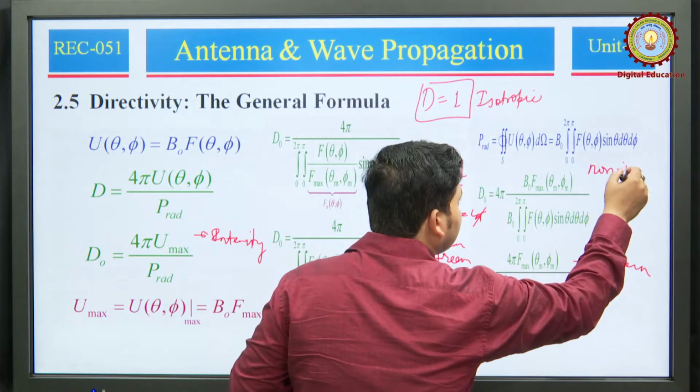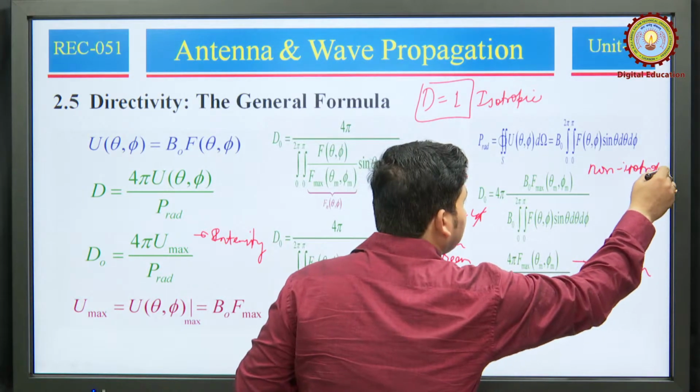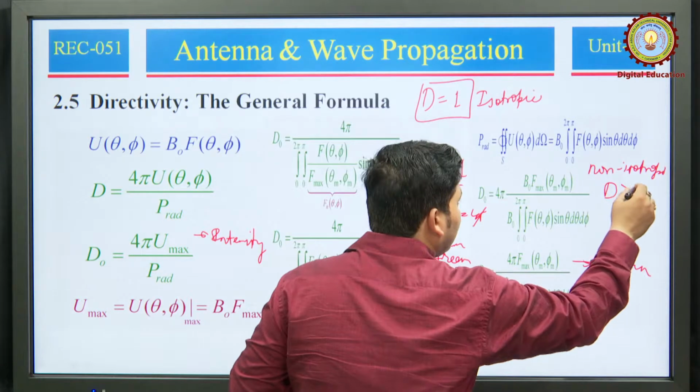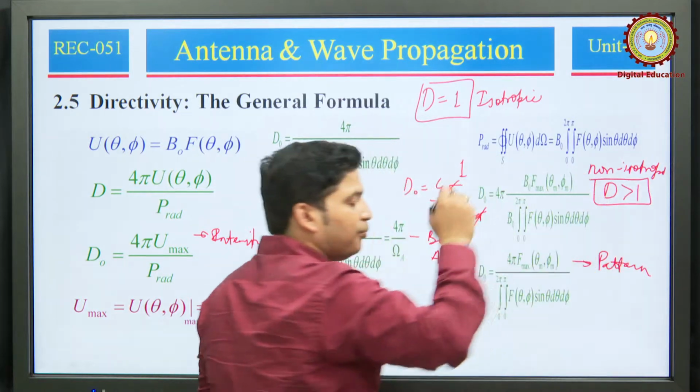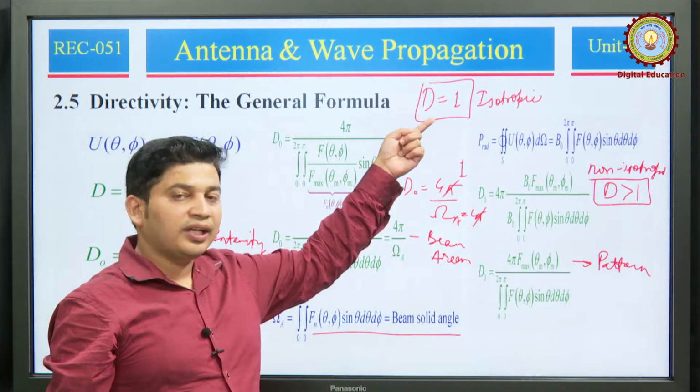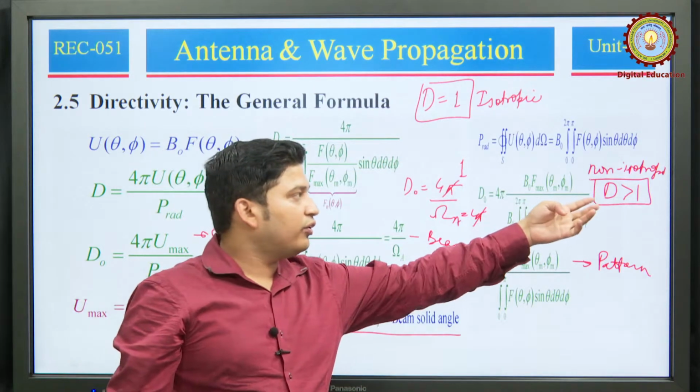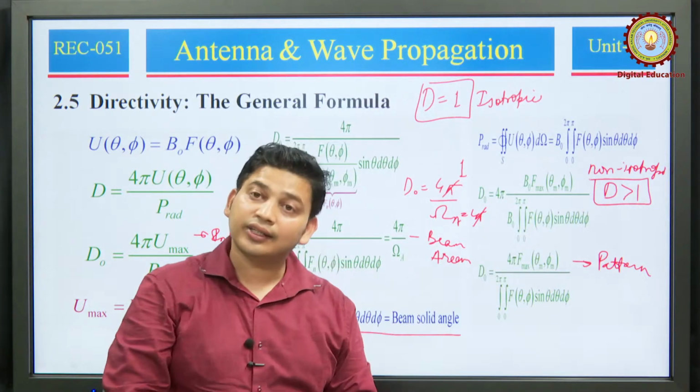for non-isotropic, directivity is always greater than 1. So, please remember this, for the isotropic case it is equal to 1, and for non-isotropic it is greater than 1. Okay.